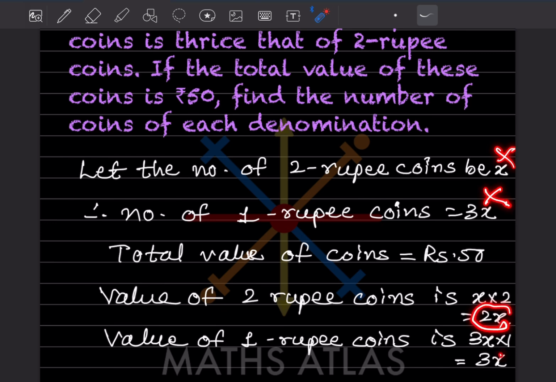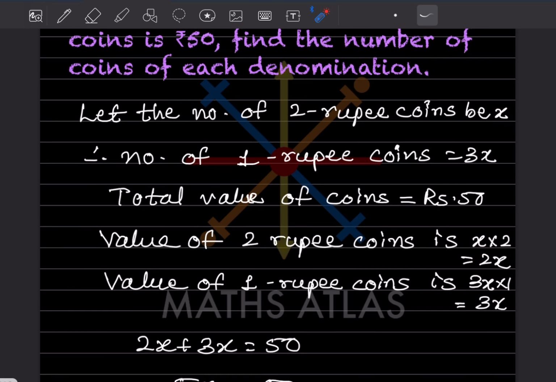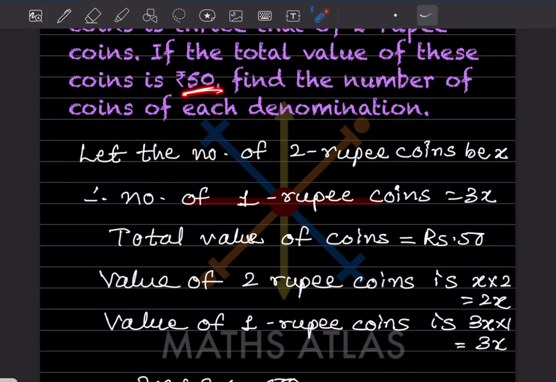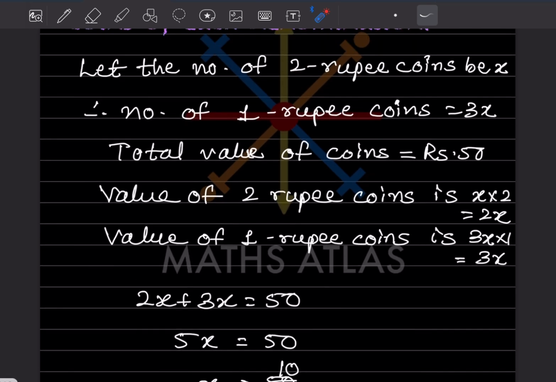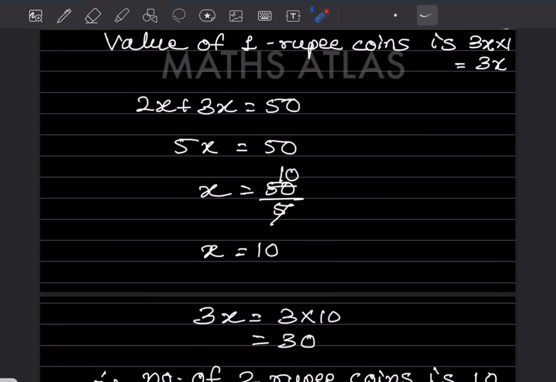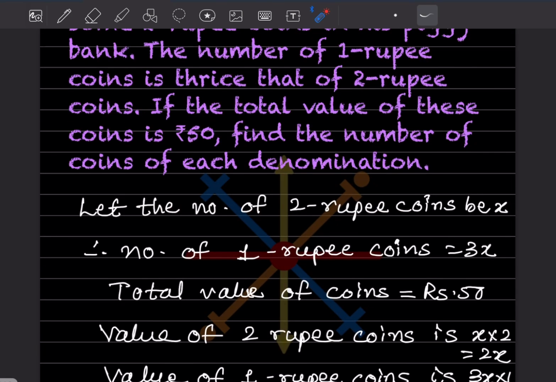So it will be 2x plus 3x, which means the total, you are going to add it, and that is given as 50. So hope this is clear. Now 5x is 50, so x will be 50 by 5, that is x is 10. And then we want 3x, because they have asked the number of coins.